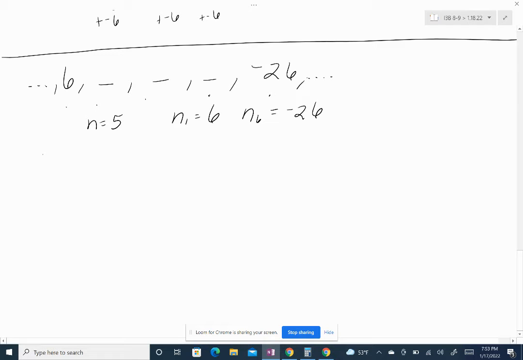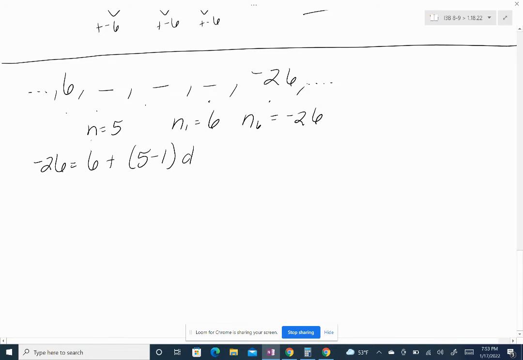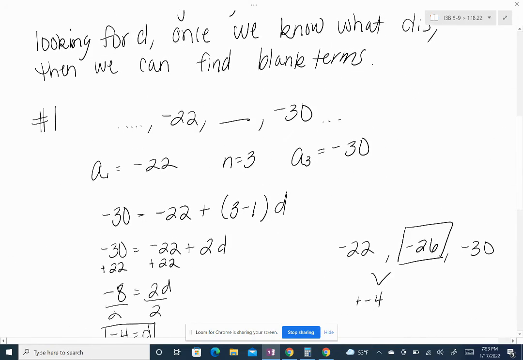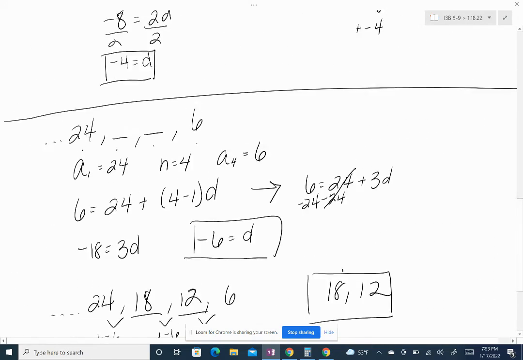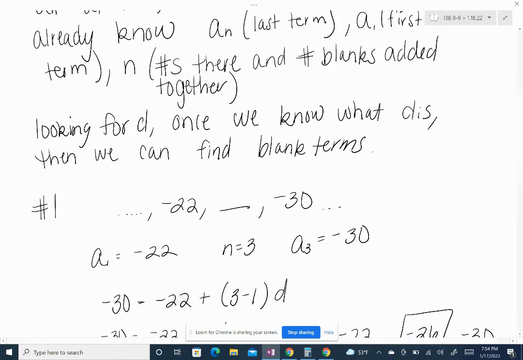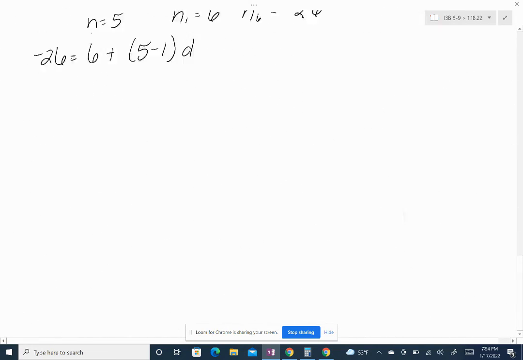So let's go ahead and find our d. So negative 26 is going to equal 6 plus 5 minus 1 times d. Remember, this is just our same formula that we used before, the formula from last time. So it's going to be our a of n equals a of 1 plus n minus 1 times d.